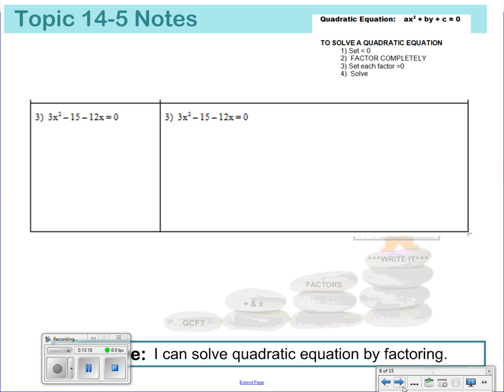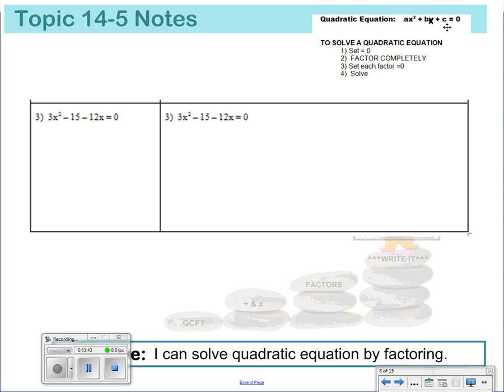Our next example, again, same 4 steps as before. First thing we want to do is make sure it's set equal to 0. So notice one thing right off the bat. Our quadratic equation, we always want, and I just recognized an error here. This should be b times x, not b times y. It should be in standard form where we have our x squared followed by our x followed by our constant.